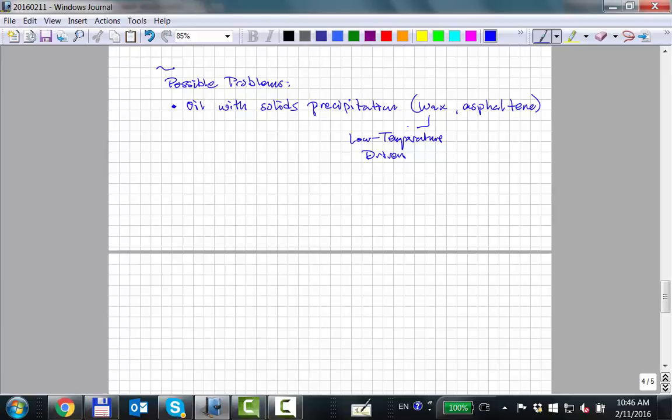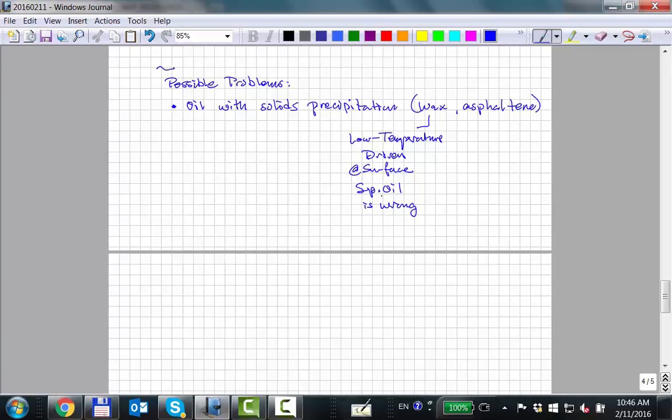The point is that it's not representative. You don't have the right amount of these components. So the mixture is too waxy. This is driven usually at the surface. And so the surface sample, the separator oil, is wrong. Okay? It's either got too much or too little of these heavier components.